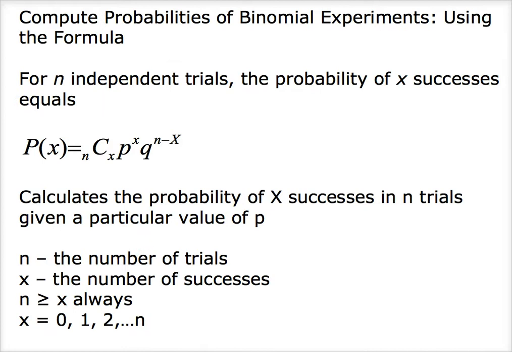Compute probabilities of binomial experiments using the formula. For n independent trials, the probability of x successes equals this formula. It calculates the probability of x successes in n trials given a particular value of p. N represents the number of trials, x is the number of successes, n must always be greater than or equal to x, and x can equal 0, 1, 2, all the way up to n.